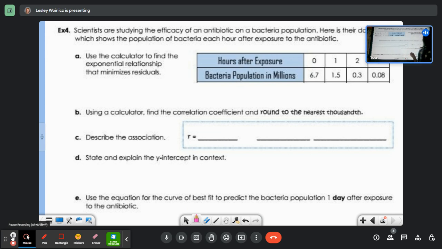So we have to use the calculator to find the exponential relationship. So this one, we're not doing line of best fit, we're doing exponential. So that will be 0, exponential regression. Okay, let's do it.